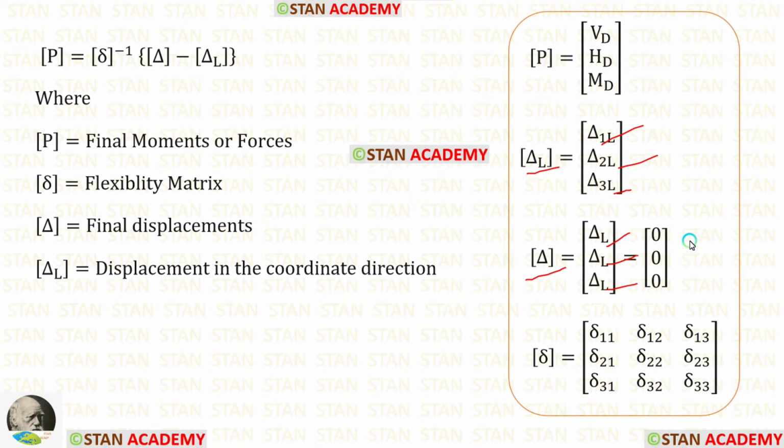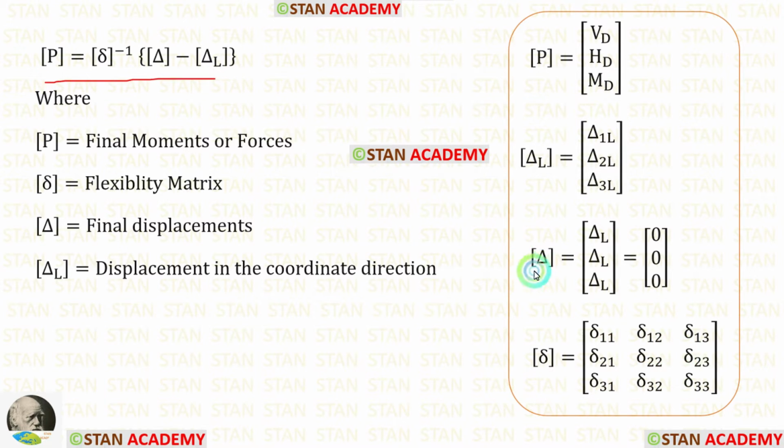Inside the delta L matrix and delta matrix, there will be three values because in this analysis, there are three coordinates. In the given frame, at the point D, there is no settlement or rotation. So, inside the delta matrix, we can simply enter 0, 0 and 0. The size of the flexibility matrix will be 3 cross 3 because in this analysis, there are three coordinates.